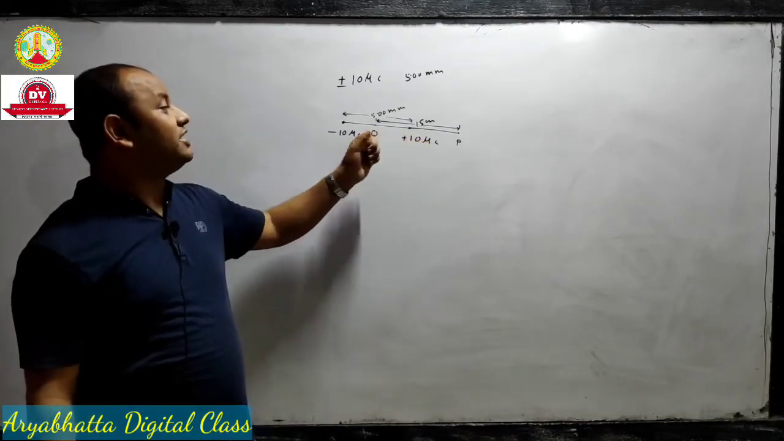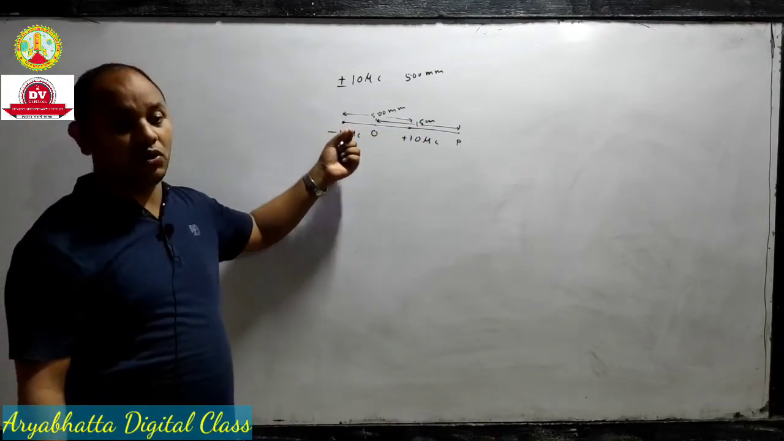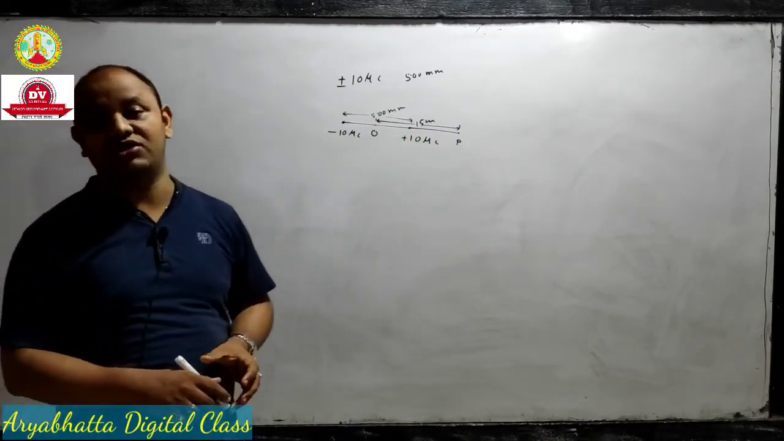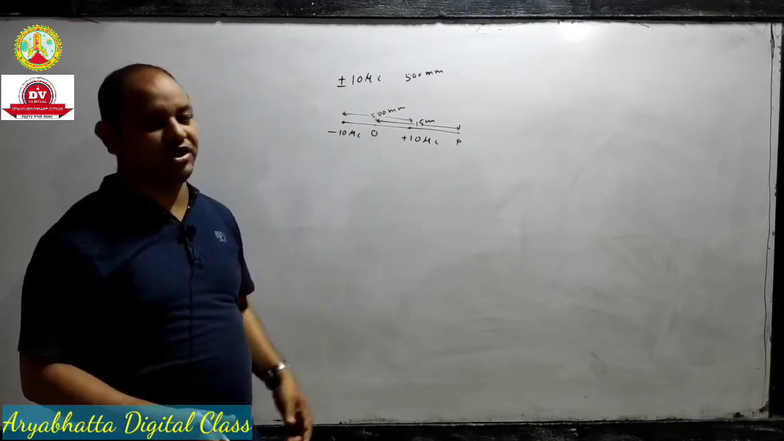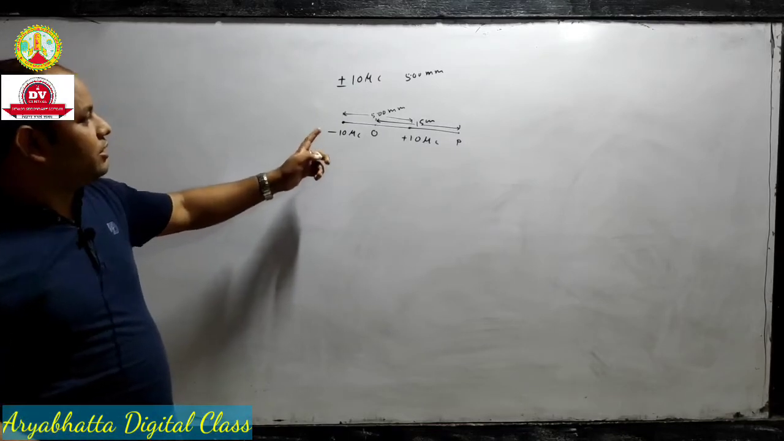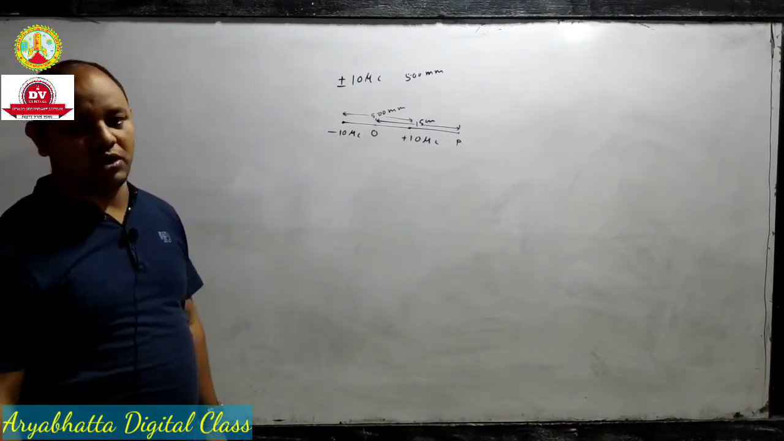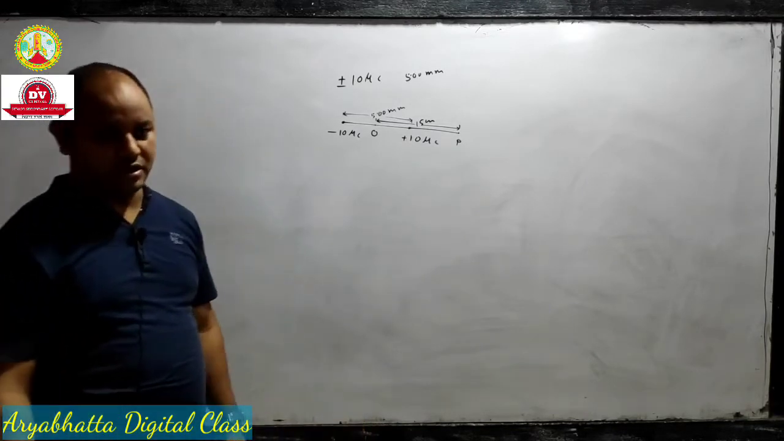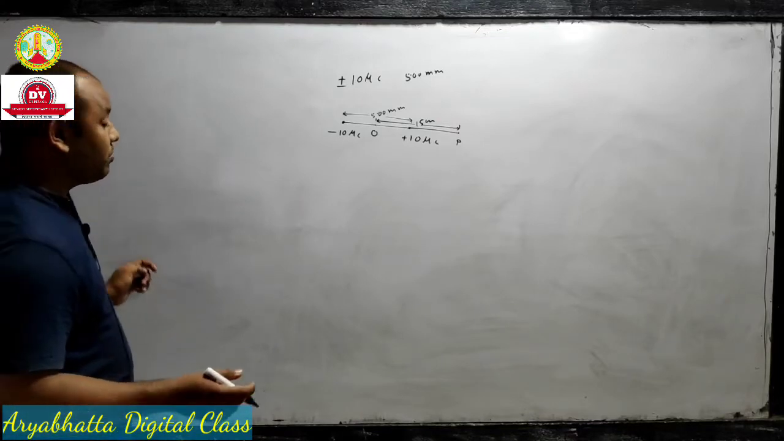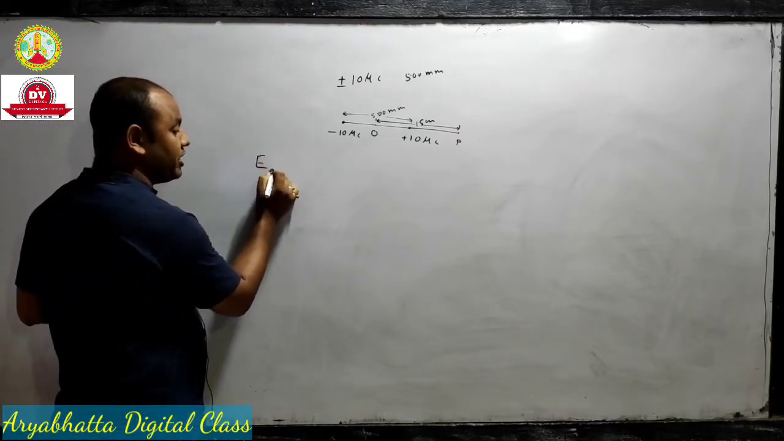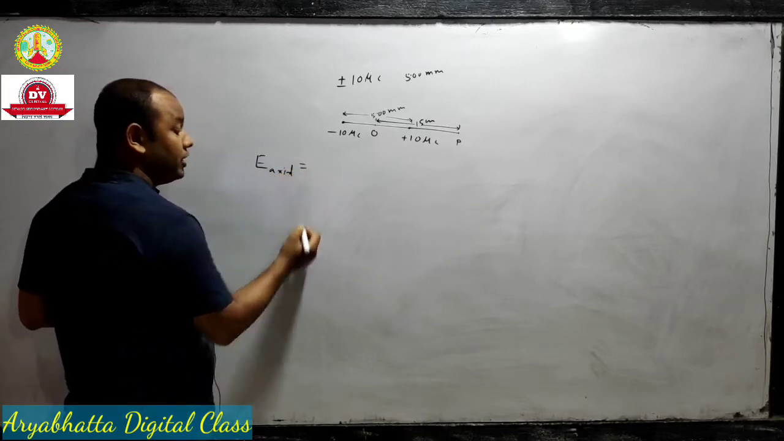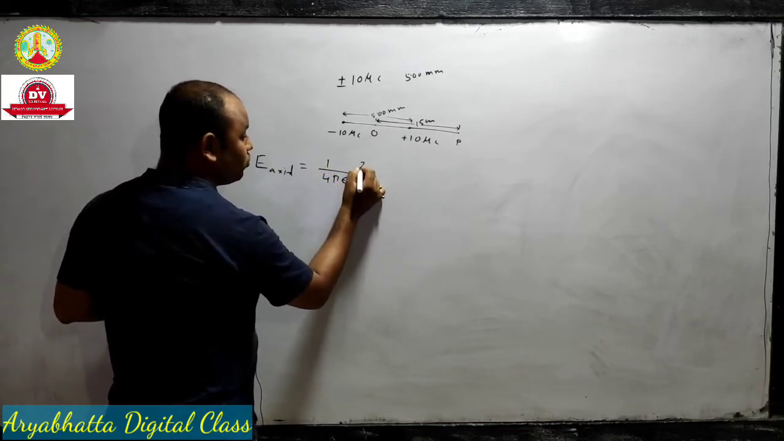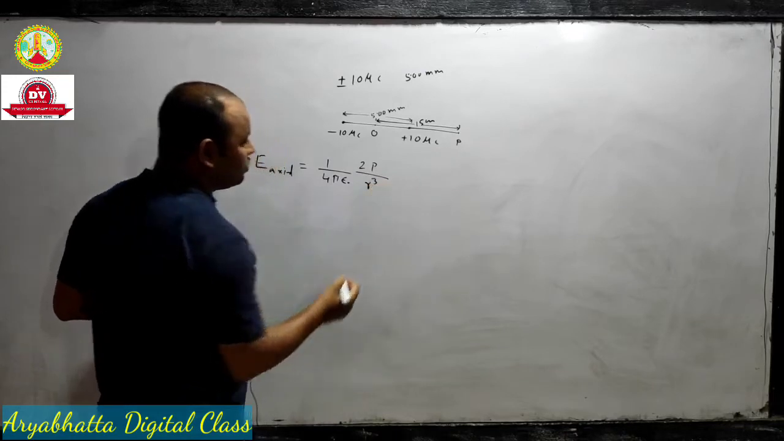The point P is at a distance 15 centimeter from the center O, and at point P we need to calculate the value of electric field due to this electric dipole. Here the charges are plus minus 10 microcoulomb, and their separation is 5.00 millimeter. Okay, you remember the formula. Electric field at an axial point due to an electric dipole is 1 by 4 pi epsilon naught, twice P divided by R cube.